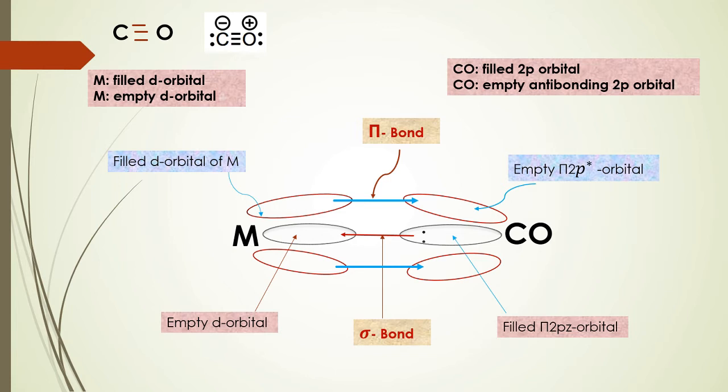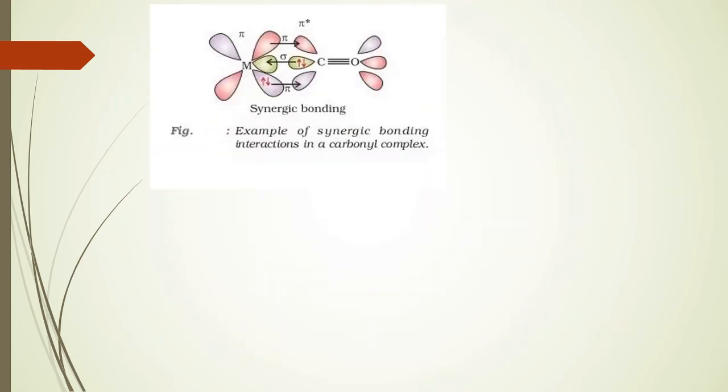The sigma bond is formed due to the transfer of filled 2p electrons to an empty d orbital of the metal, and the pi bond is formed when the filled d orbital overlaps with the empty antibonding orbital of carbon monoxide. This is also called back bonding. So these types of bondings are formed, and they are called synergic bonding.